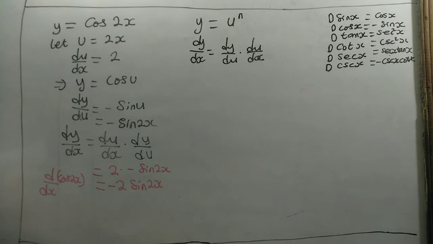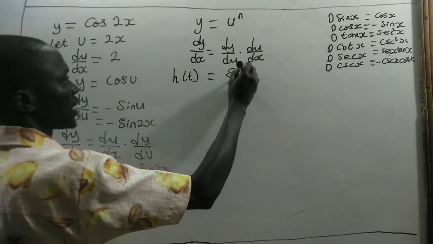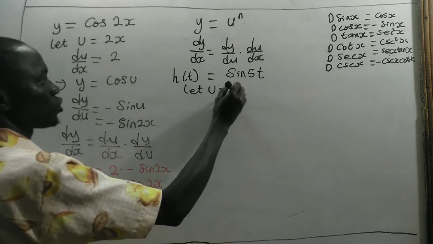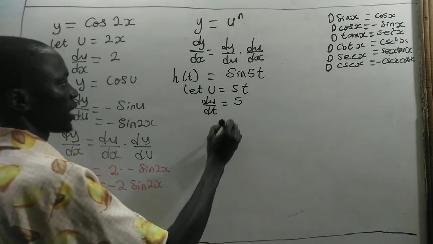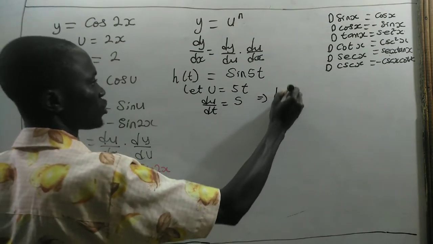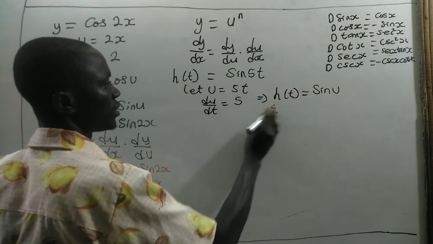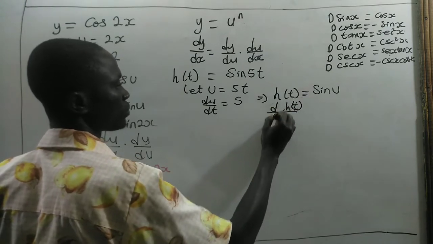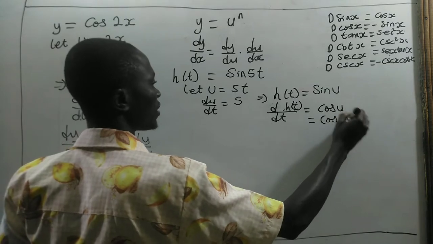Now, let's take another example. We have h of t is equal to sine 5t. So here we are going to let u equal to 5t, and the derivative of u with respect to t is 5. This implies that h of t is equal to sine u. And here we have the derivative of h of t with respect to u is equal to cosine of u, and that will give us cosine of 5t.